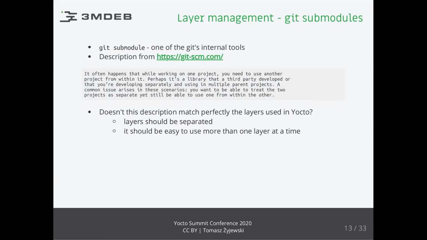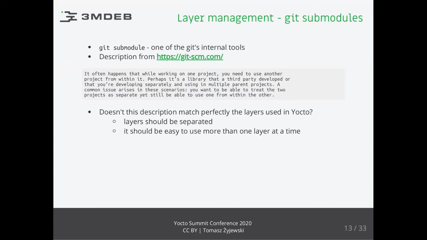Okay, so let's start with the first layer management tool, which is the Git submodules. The Git submodules are one of Git's internal tools. Obviously, its use depends on installing Git. By checking its description at git-scm.com, you can find the following information, which I posted here on the slide.